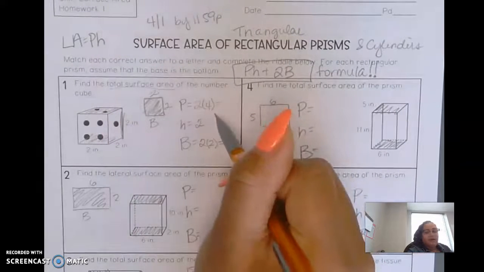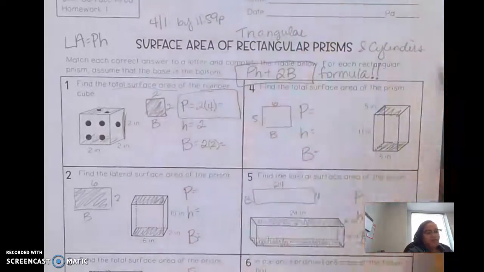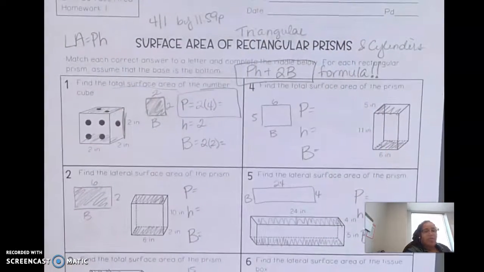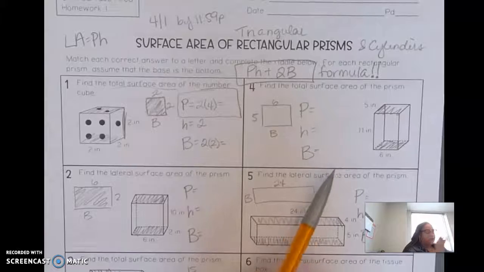But for Skyward, it's going to ask for the big P, I believe. But if you work through this thoroughly and show your work as I'm doing on here, the questions on Skyward will make sense and you will have the answers to them if you do your calculations appropriately.